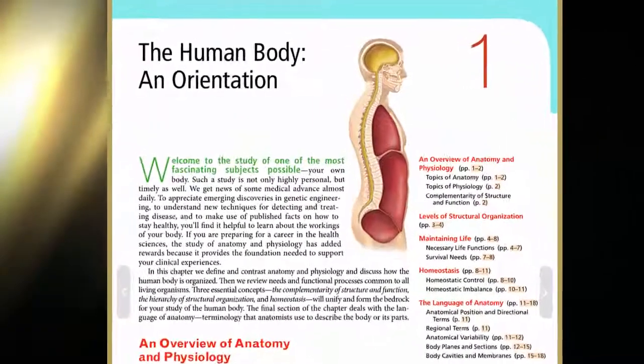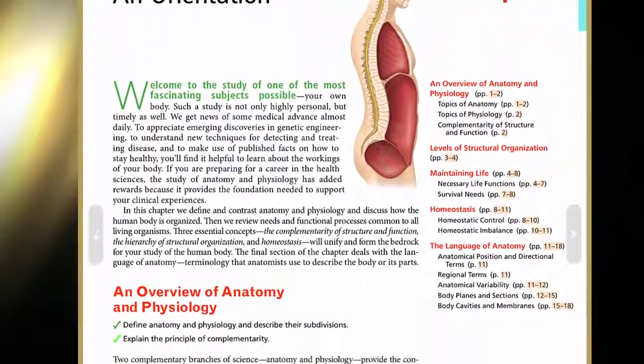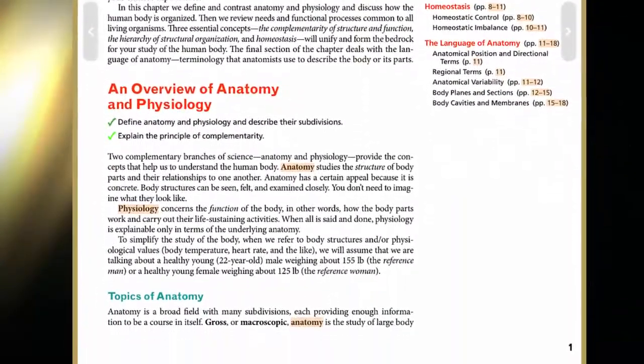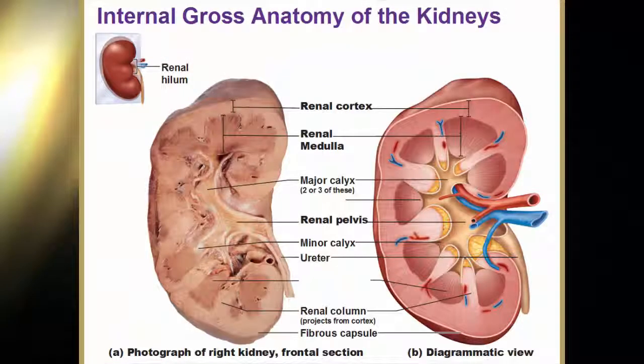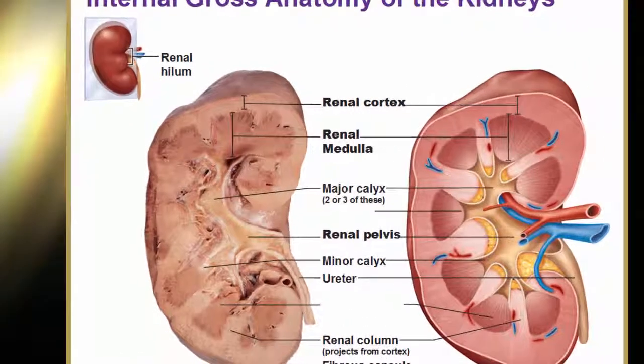Chapter 1 starts off defining anatomy and physiology and discussing the different topics in anatomy and the various ways to study it. The interrelationship between structure and function is a concept that is critical in the understanding of why body parts function the way they do.